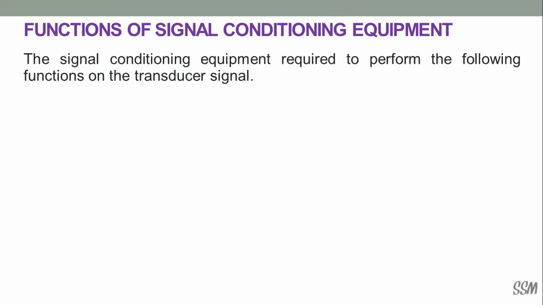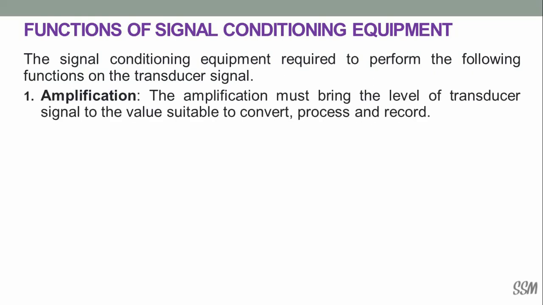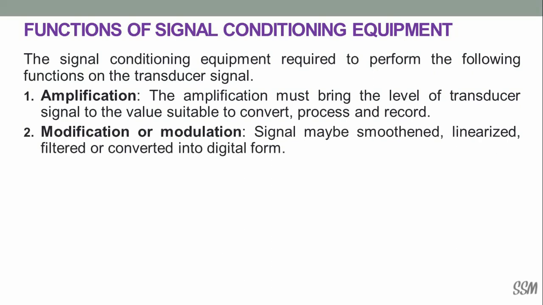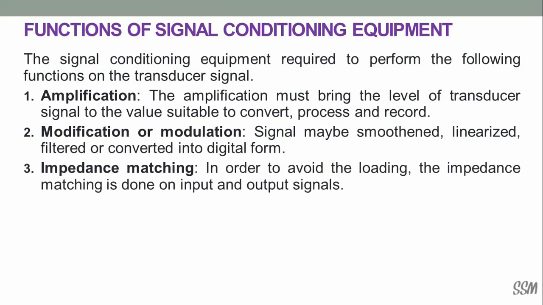Functions of signal conditioning equipment. The signal conditioning equipment is required to perform the following functions on the transducer signal. Amplification. The amplification must bring the level of the transducer signal to a value suitable to convert, process, and record. Modification or modulation. Signals may be smoothened, linearized, filtered, or converted into digital form. Impedance matching. The signal conditioning equipment arranges the input and output impedances of the matching device so as to prevent loading of the transducer and to maintain the high signal level at the detector.